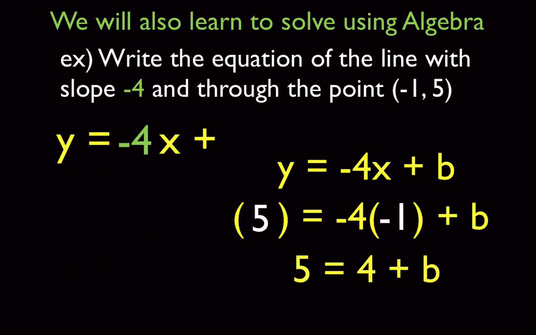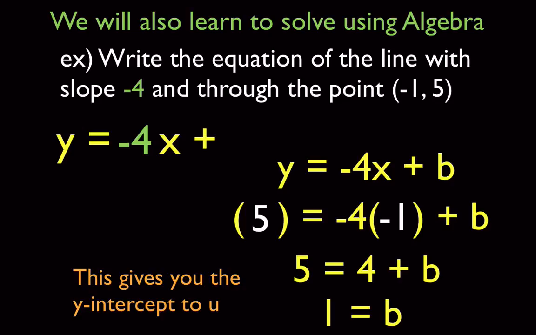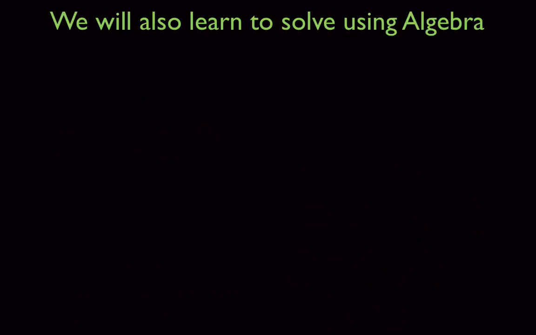Last step, solve that 1-step equation. And you're going to end up with 1 equals b. Okay, lastly, that is our y-intercept, so that goes in our answer. If you remember looking back, that's the same answer that we got before. So you can see 2 different ways to do the same thing. Okay, so next problem.